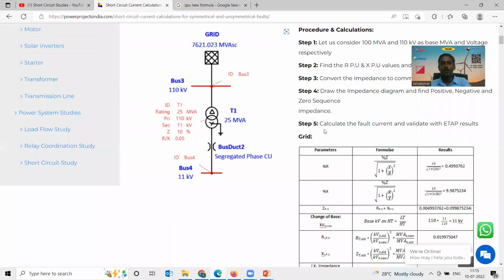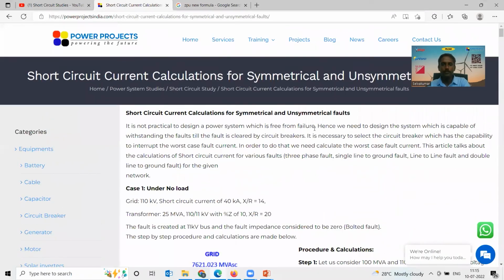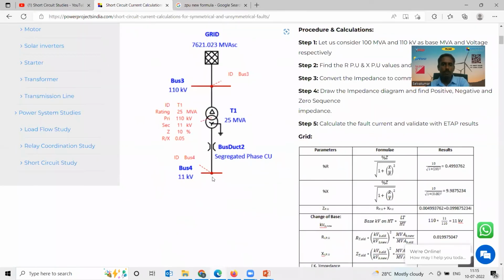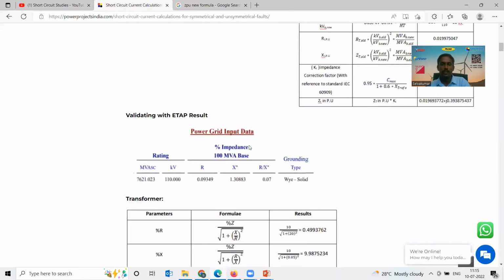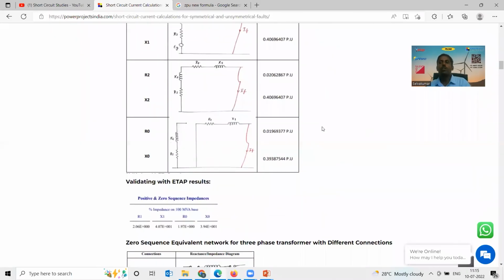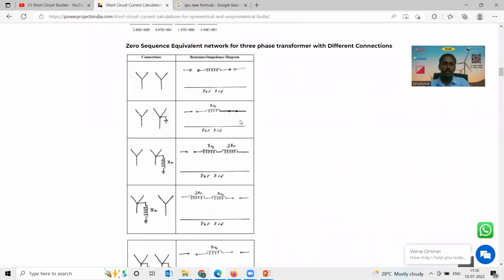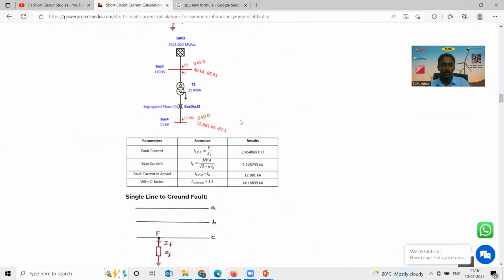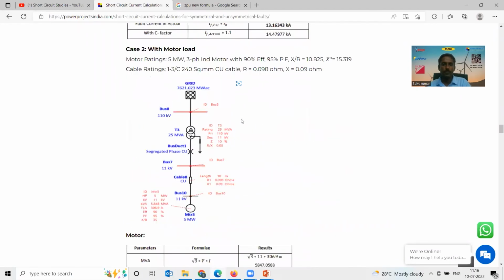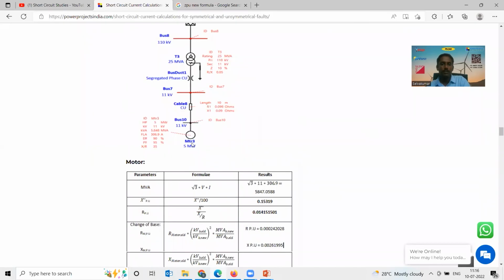Coming back to this video, this block is the short circuit current calculation with the source impedance and the transformer impedance. We have validated the three-phase fault current and line to ground fault current with ETAP, and the results matched. For a single line to ground fault, we have drawn the positive, negative and zero sequence networks, and we matched the single line to ground fault current results. Then we added all the other faults, like line to line to ground fault. Then we added a cable and a motor, and matched the results again.